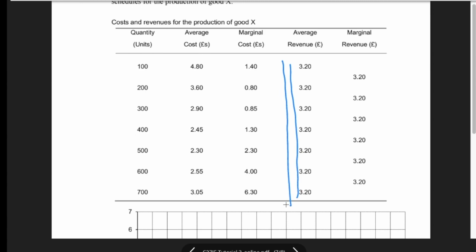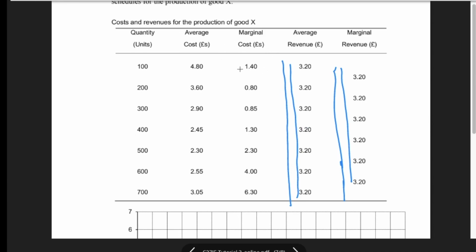Looking at those numbers, what would I expect the line for average revenue to look like? Good, I'd expect it to be horizontal because it's not changing when output changes. Lovely. And then the same thing would hold true, not only for marginal revenue, it'd actually be the exact same line because the numbers are the same. Lovely. Let's have a little move over to marginal cost then.